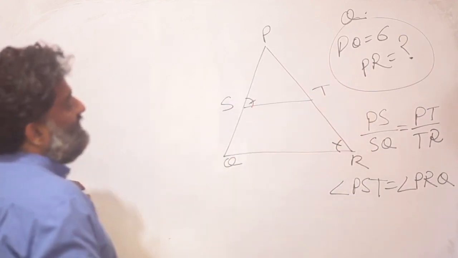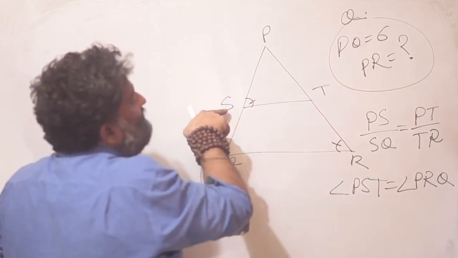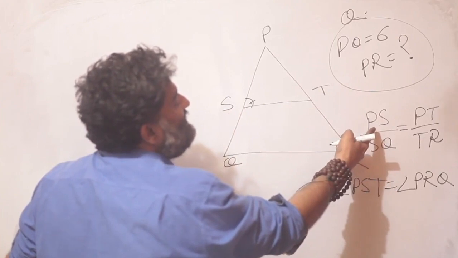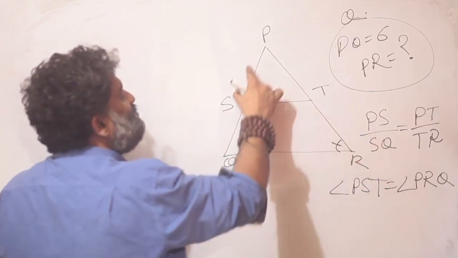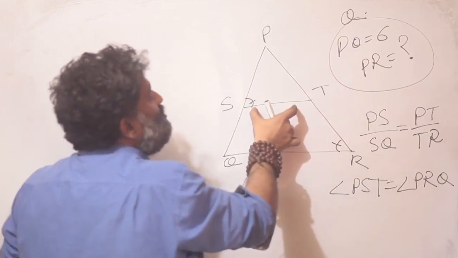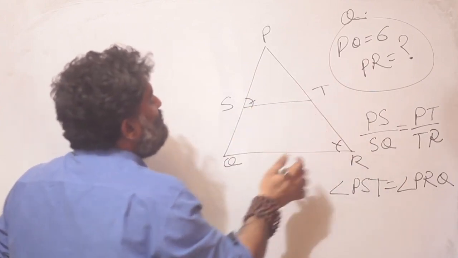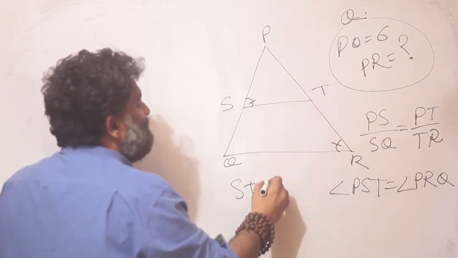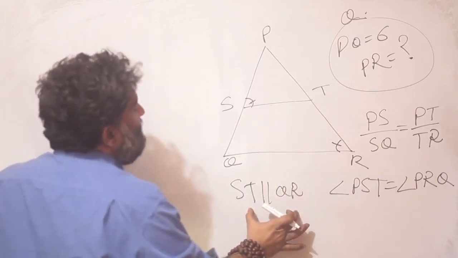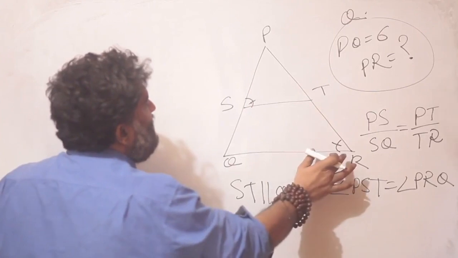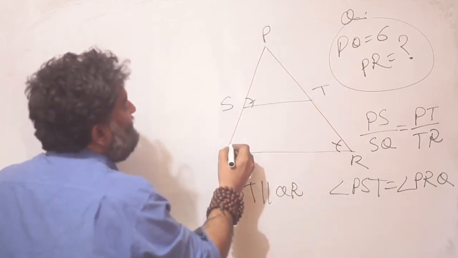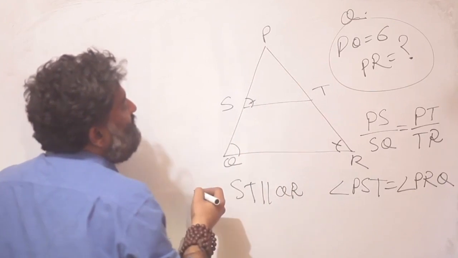So let's get started. It was not given to me that ST is parallel to QR, but the moment I look at this piece of information that the ratio of these two parts is the same as the ratio of these two parts, I know ST is going to be parallel to QR. The moment I have this, I notice ST and QR are parallel lines and PQ is a transversal, and these angles are corresponding to each other.